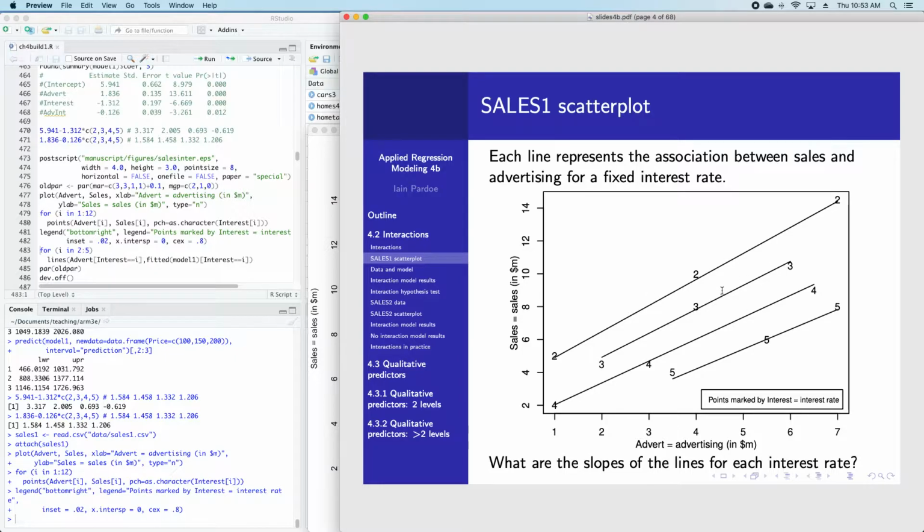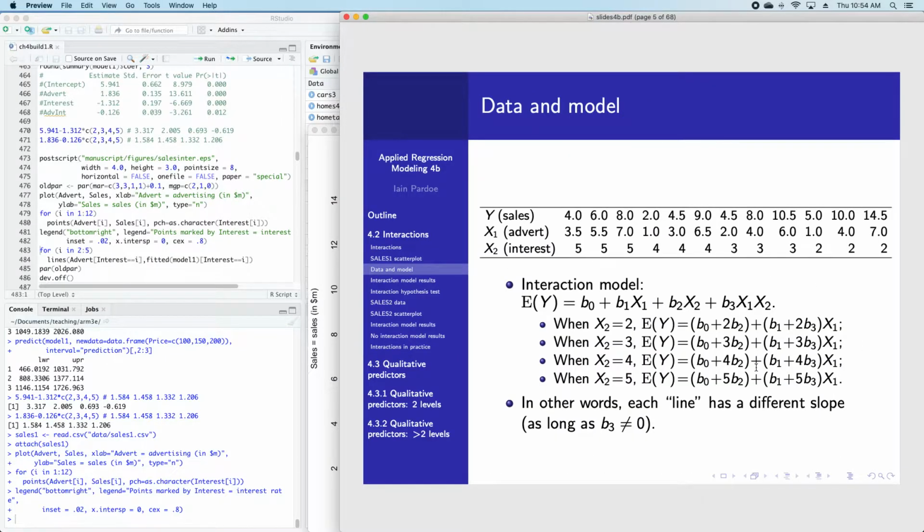So I've got a picture here of that same graph that I just looked at, but I've added those regression lines that I'm talking about. And the question I'm posing is, what are the slopes of those regression lines for each interest rate? So how do I get these lines with different slopes? It turns out I can get lines with different slopes by fitting this interaction model.